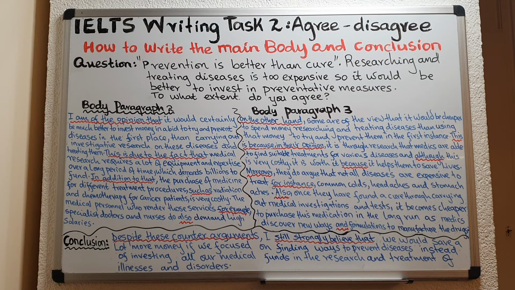And then in your conclusion, begin with "despite these counter arguments," to ensure that there is a link between your conclusion and body paragraph 3. And then I write, "I still strongly believe that," and then explain what you believe in based on the opinion that you took in the essay, whether you agreed or disagreed. Now, that's how you write the main body and the conclusion of this essay.